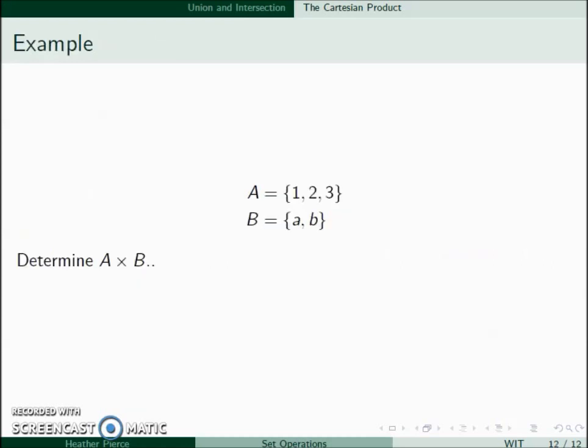So for example, if A is {1, 2, 3} and B is {a, b}, we just make the ordered pairs. The main thing is the first element should be in A and the second element should be in B. So we have (1, a) and (1, b), (2, a) and (2, b), and then (3, a) and (3, b).